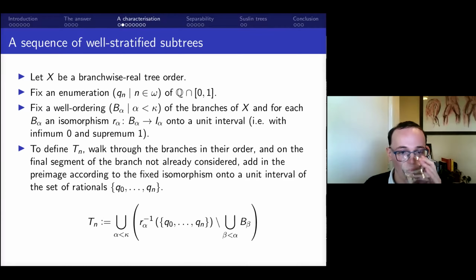And then what do we do? Well, to define our Tn, we're going to walk through all of the branches in their order. On the final segment of the branch, which hasn't been considered in the previous branches, we're going to add the pre-image, according to the fixed isomorphism of the branch onto the unit interval, of the set of n plus 1 rationals q0 up to qn. Okay, so I have a picture on the next slide, but formally this is how we define our Tn. We take the union of all the branches, and we take the pre-image with respect to the fixed isomorphism of q0 up to qn, but then we throw away the bit of that pre-image that lies inside any of the previous branches in the iteration.